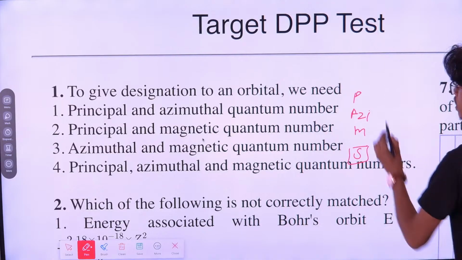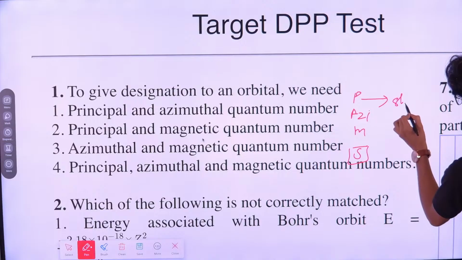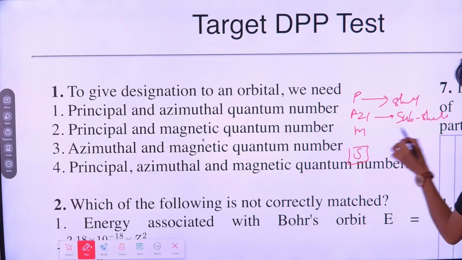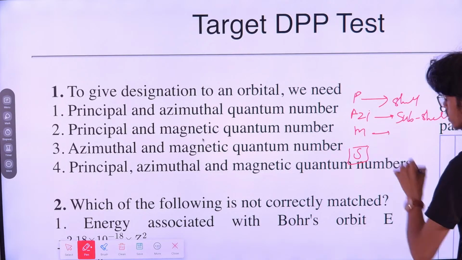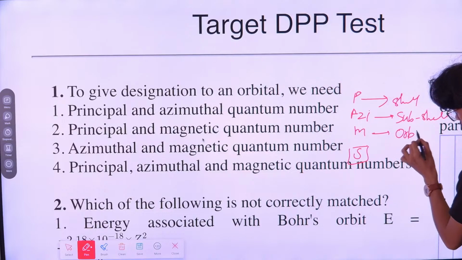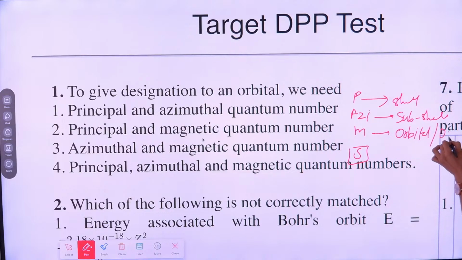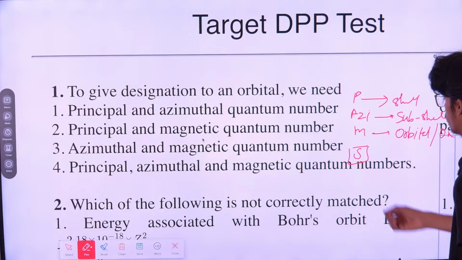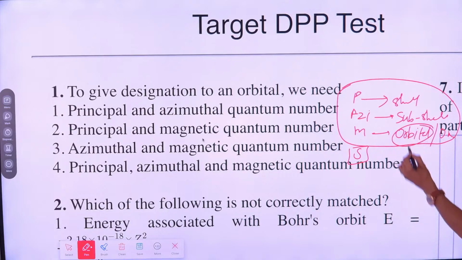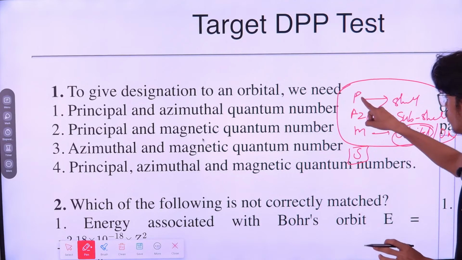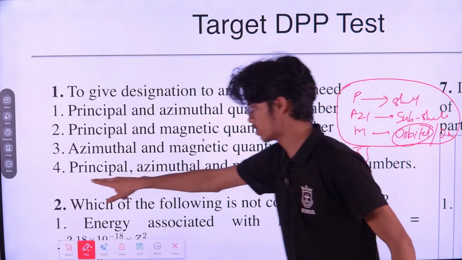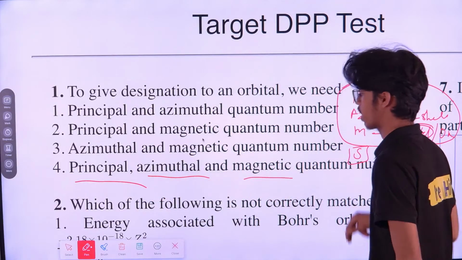Now the principal tells us about the shell, the azimuthal tells us about the subshell, and the magnetic quantum number tells us about the orbital, or you can say orientation. Got it? So these 3 things are necessary to tell about the orbital. For a particular orbital you need to know which shell, then which subshell, and then which orbital. So we need all of these: principal, azimuthal and magnetic quantum number.